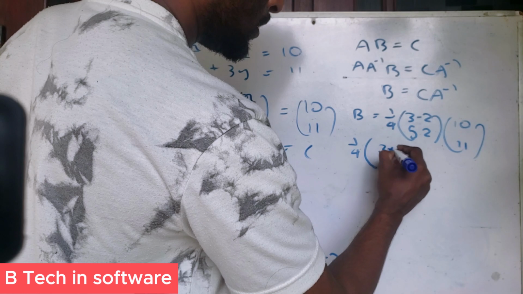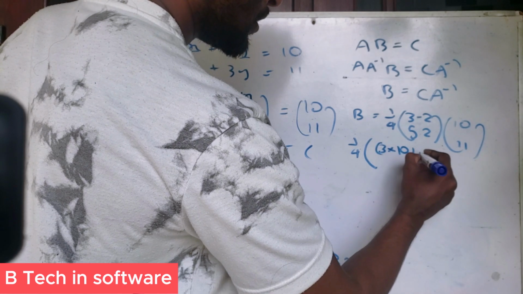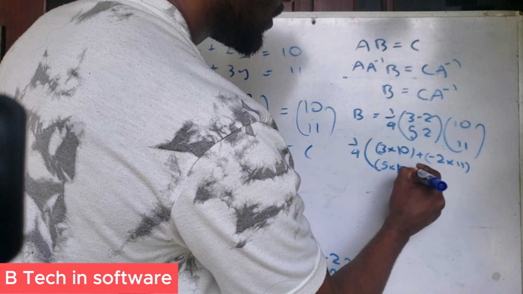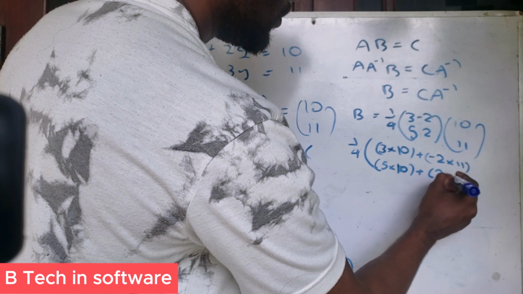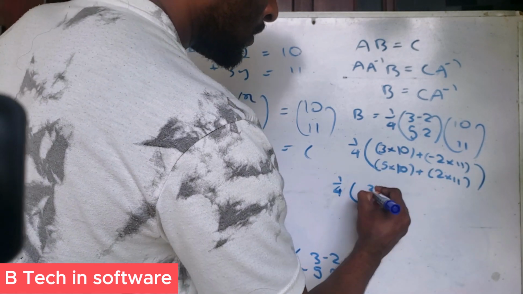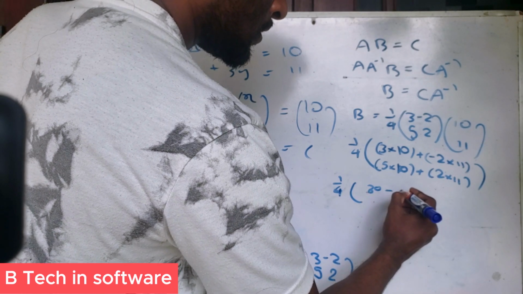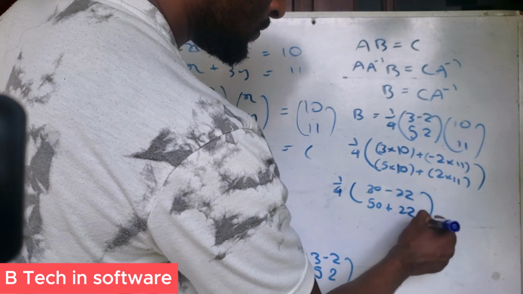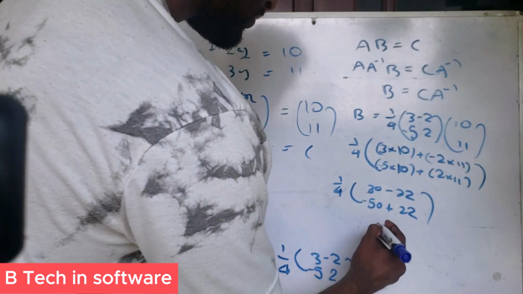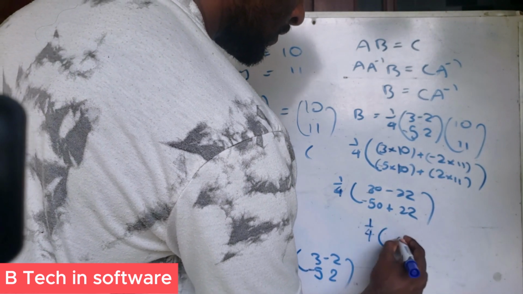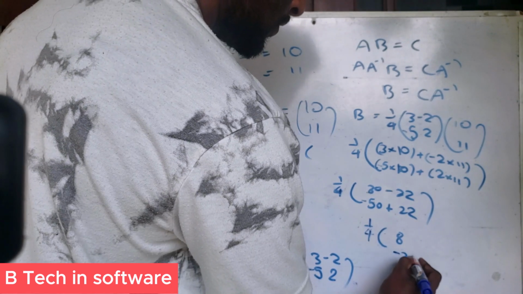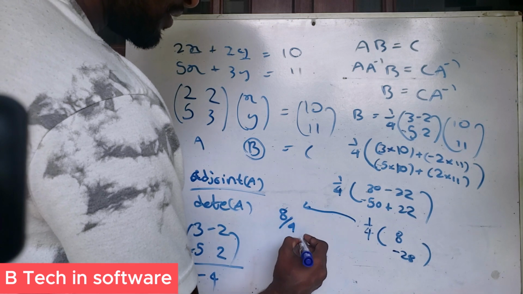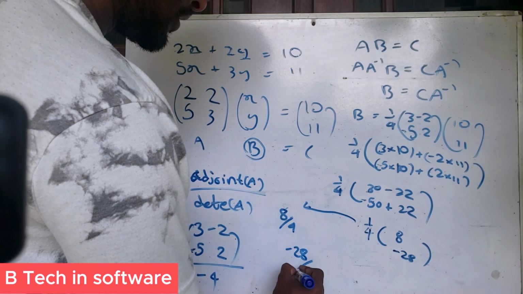You can take 3 into 10 plus 2 into 11, 5 into 10 plus 2 into 11. 4, 1, 30 minus 22, 50 plus 22. Minus 28, and then we can have minus 28 divided by 4.